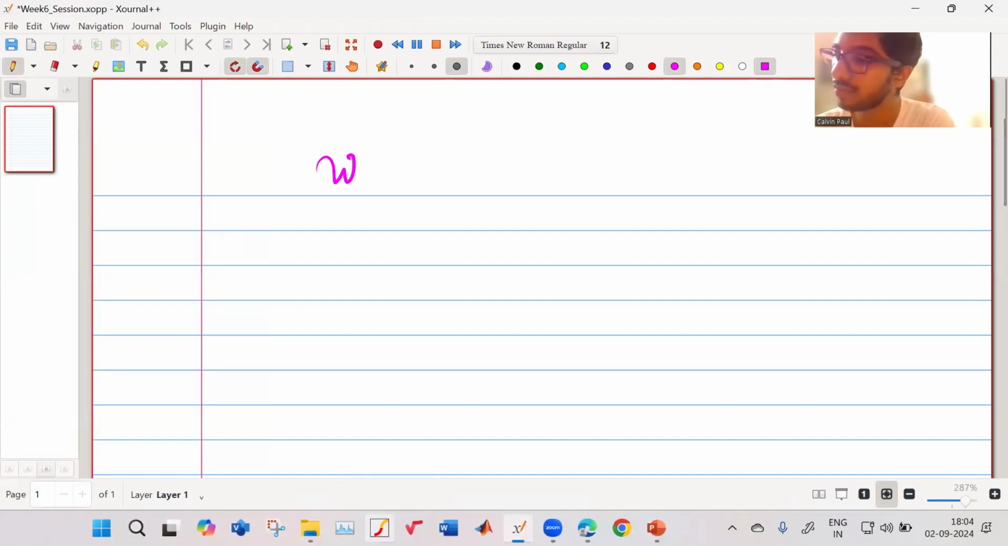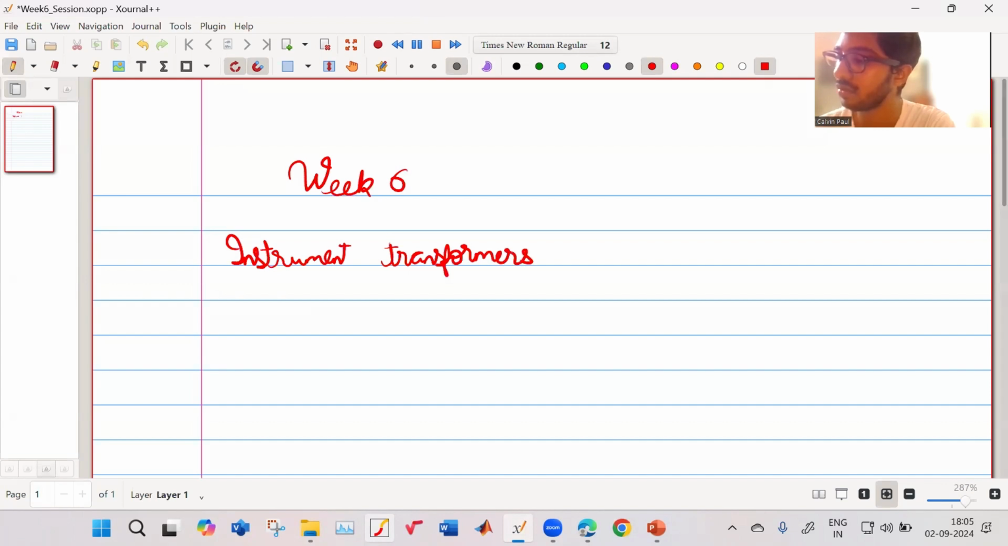So this is for week 6. This is about instrument transformers. There are two types. One is a CT, one is a PT. CT is a current transformer, and it is used to measure very high current.